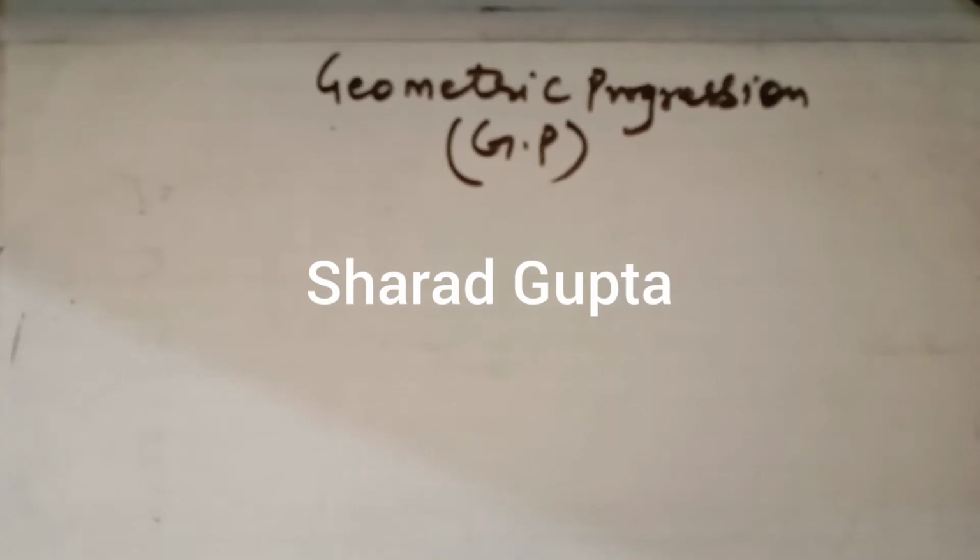Hello, this is lecture number 6 for the chapter Sequence and Series for class 11th, and in this lecture we will discuss the geometric progression, and in short it is denoted by GP. So what is geometric progression?